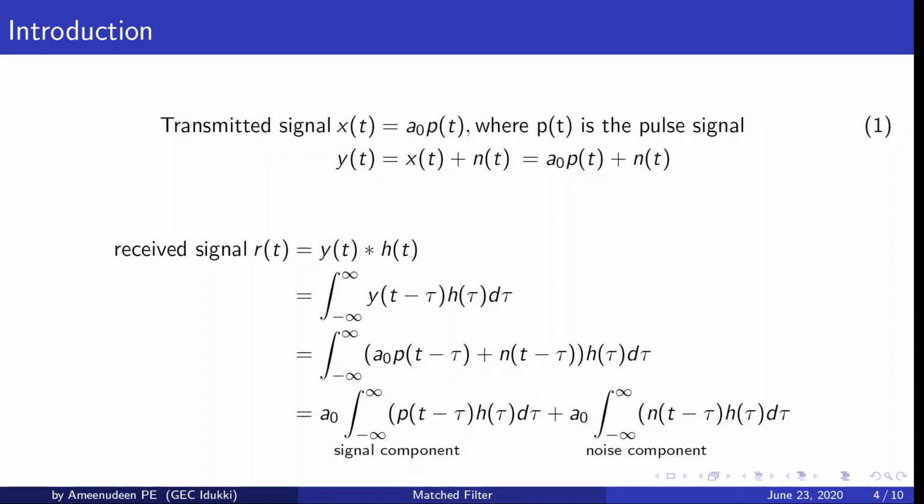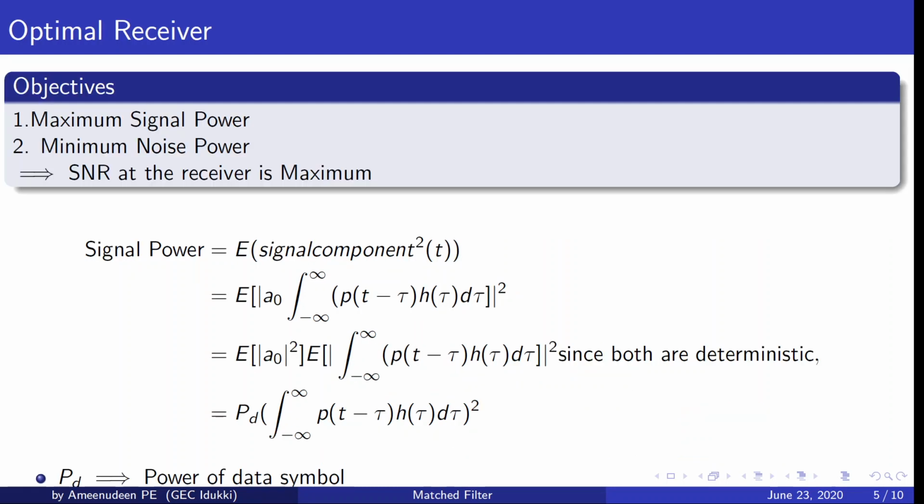Now the received signal r of t. Our receiver is an LTI system, so the output of an LTI system will be the convolution of the input and the impulse response. So the received signal r of t is y of t convolved with h of t, that is the integral of y of t minus tau, h of tau, d tau. For y of t we substitute x of t plus n of t. Rearranging, we get the last equation, which contains a signal component and a noise component. The signal component is A0 into the integral of p of t minus tau, h of tau, d tau, and the noise component is the integral of n of t minus tau, h of tau, d tau.